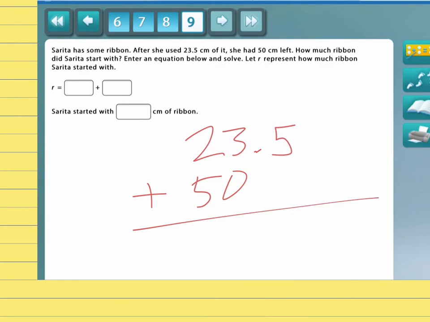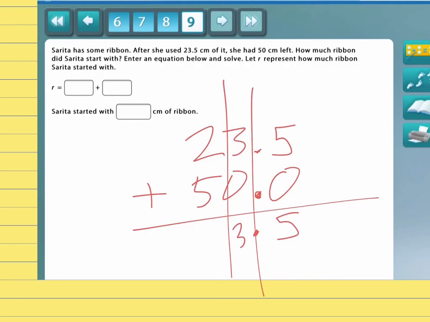So you see here, you had set up your problem here, 23 and 5 tenths, adding to 50. Now what you don't see here is this invisible decimal point, so go ahead and add that, and add a 0 as your place value holder. Draw your columns, and then we just add them up. So 5 tenths and 0 tenths is 5 tenths. Put your decimal place there. 3 wholes and 0 wholes is 3 wholes. 2 tens and 5 tens is 7 tens. So Rita must have started with 73 and 5 tenths centimeters of ribbon before she cut any off.